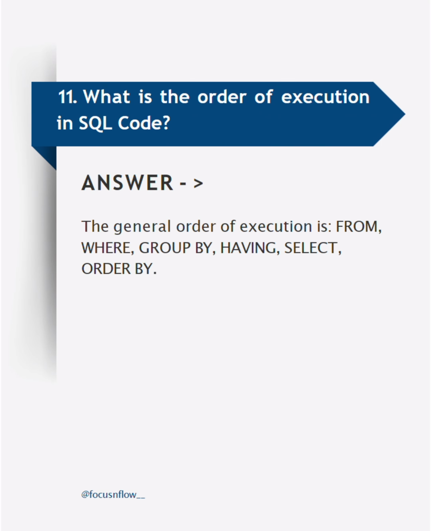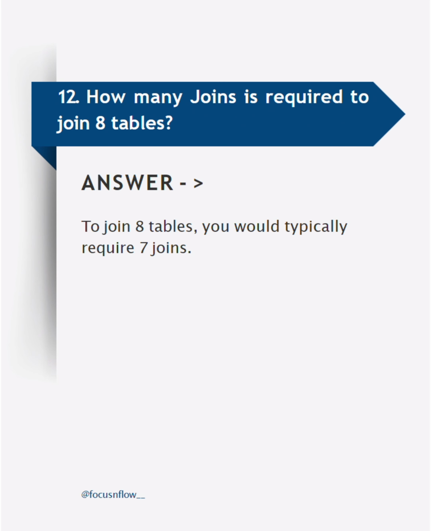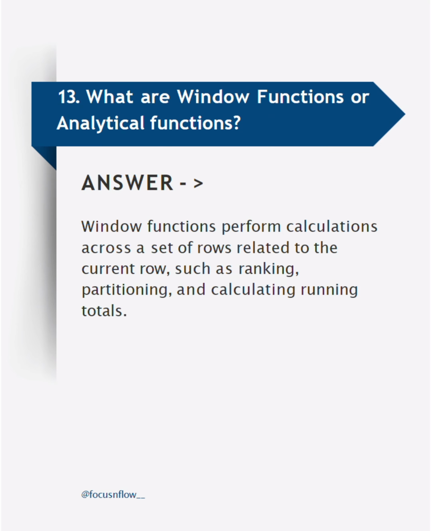Next, what is the order of execution in SQL? The actual execution order is from, where, group by, having, select, order by. Even though we write select first, it executes later. So next question 12, how many joins are required to join 8 tables? To join 8 tables you would typically require 7 joins.